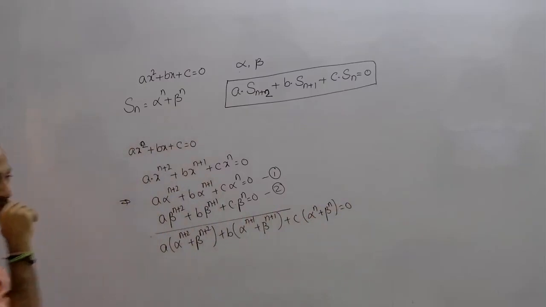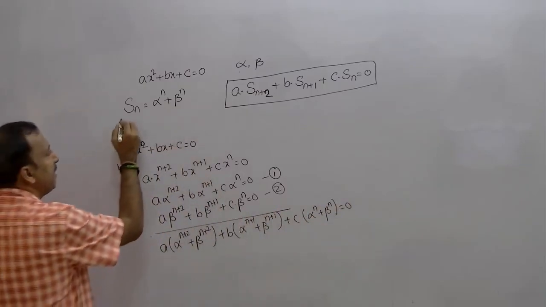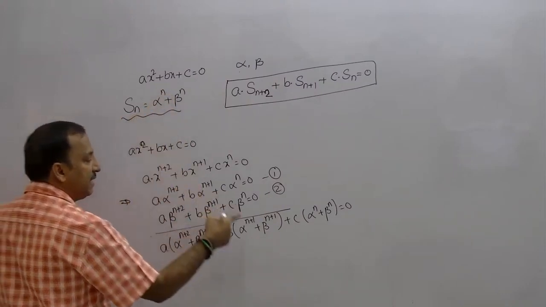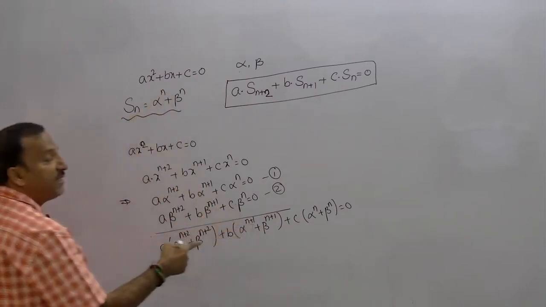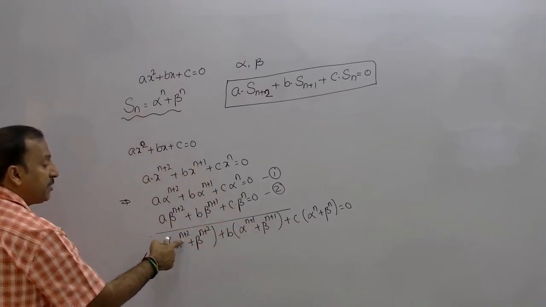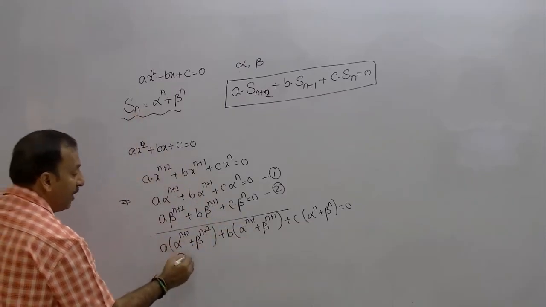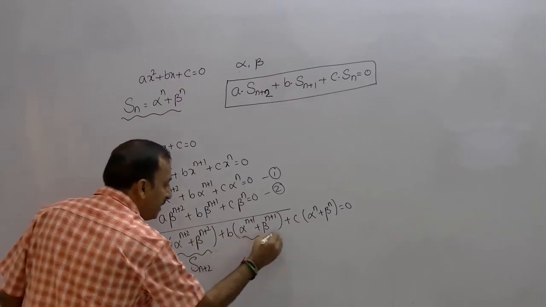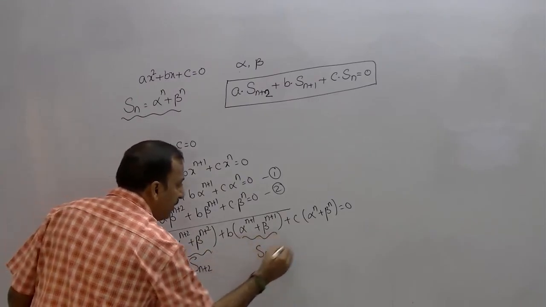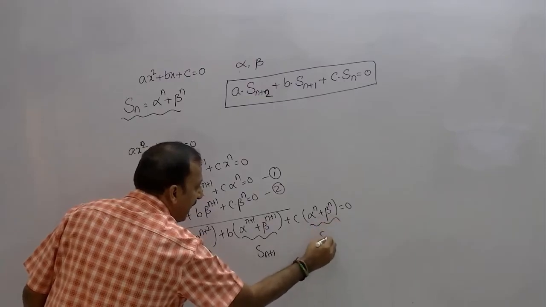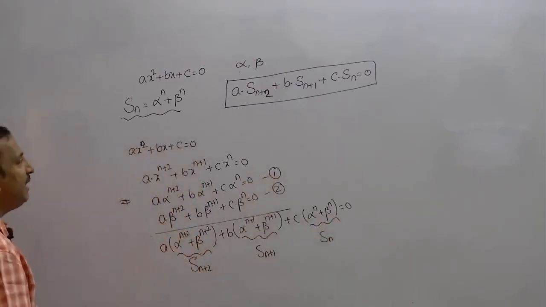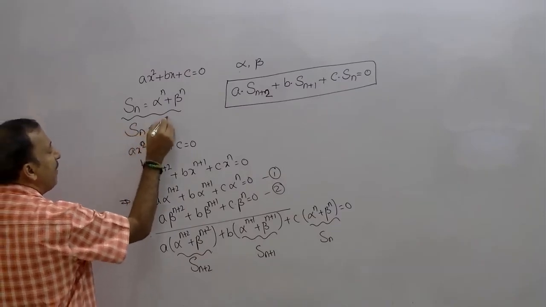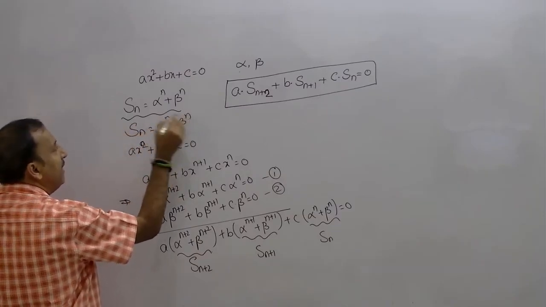See, alpha power n plus beta power n is represented by Sn. If the power is n, the suffix is n. Here the power is n plus 1, the suffix is n plus 1. The power is n plus 2, the suffix is n plus 2. What is this one? S n plus 2. What is this? S n plus 1. And what is this? Sn.